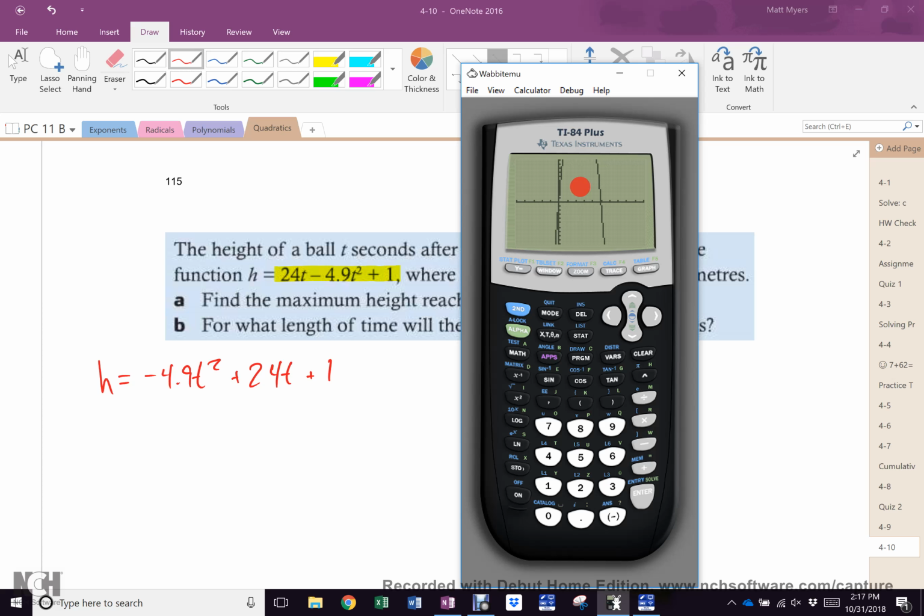Educated guess. How high do you guys want to go in our window? You want to go 40? Okay, 40. Graph. Do I have a maximum? Great, I've got my graph here.